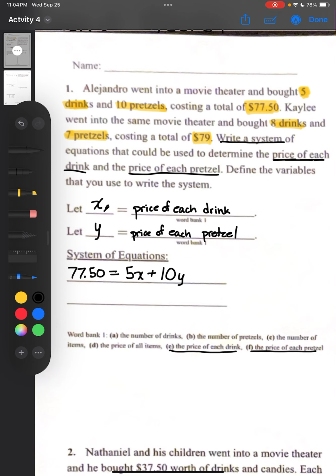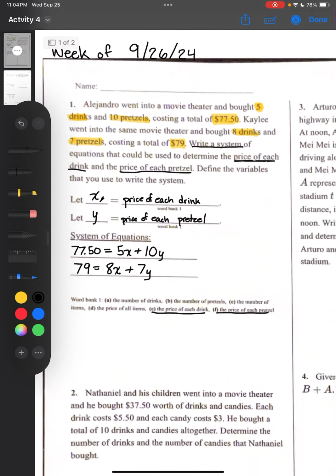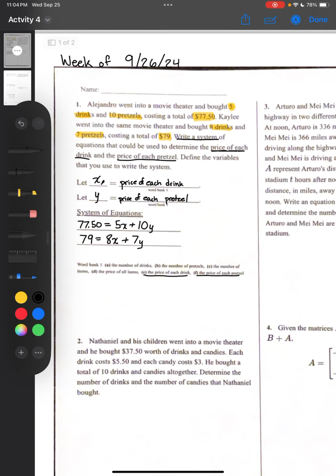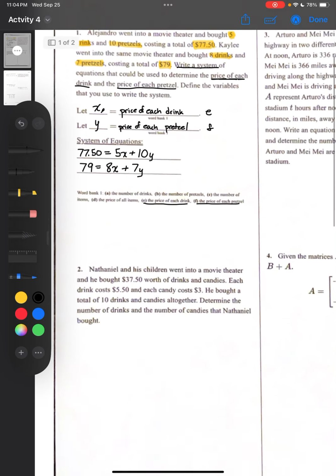Now, for Kaylee, her total was $79. That is given from our 8 drinks, our 8x, plus our 7 pretzels. Now, that is all you have to do for number 1. It's not asking you to solve anything. You are just showing how you would set up this problem. You can also answer this as E and F as well.